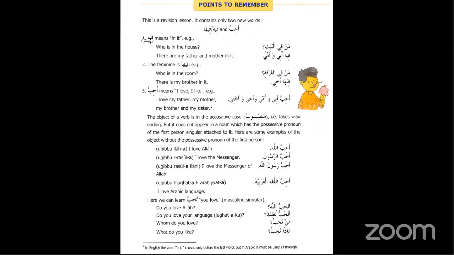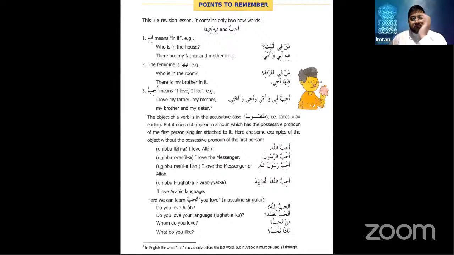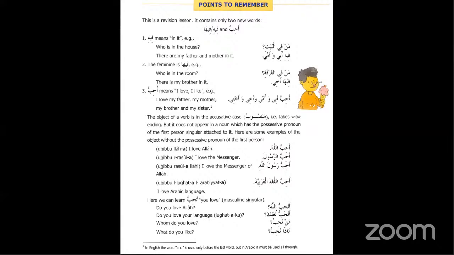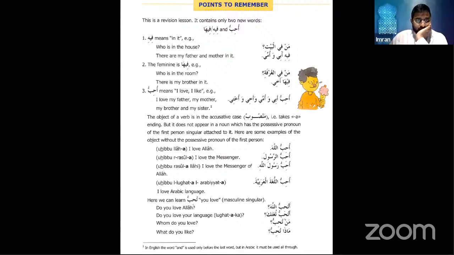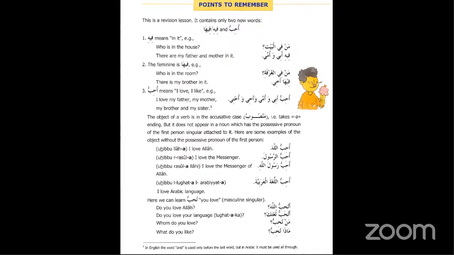This is a revision lesson. It contains only 2 new words, uhibbu and fihi or fiha. Fihi means in it. Example, man fil bayti, who is in the house. Fihi abi wa ummi, there are my father and mother in it. Number 2, the feminine is fiha. Example, man fil ghurfati, who is in the room. Fiha akhi, there is my brother in it.